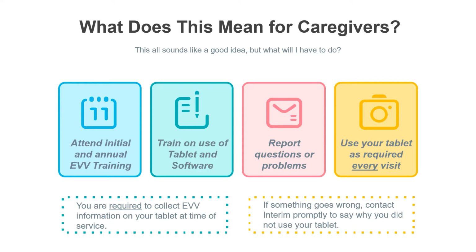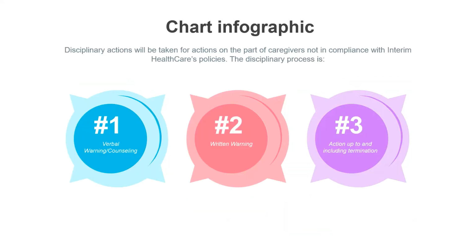With that in mind, here are your expectations. You'll attend this training and an annual refresher on EVV. You'll train on the use of the AlayaCare software system. When using the system, you will call the office if anything is not working right or if you have a question. You'll use your tablet as required on every visit. The system is not totally inflexible, and as always, your Interim Healthcare team is here to help you learn and apply this information.